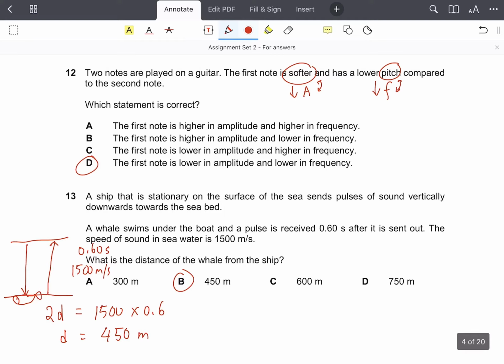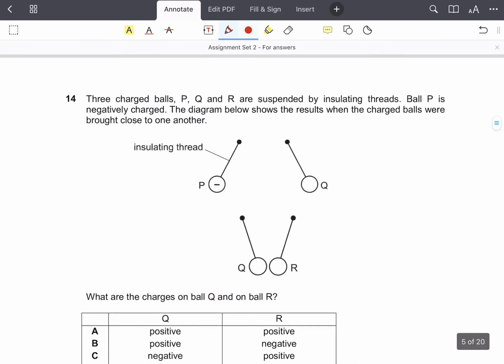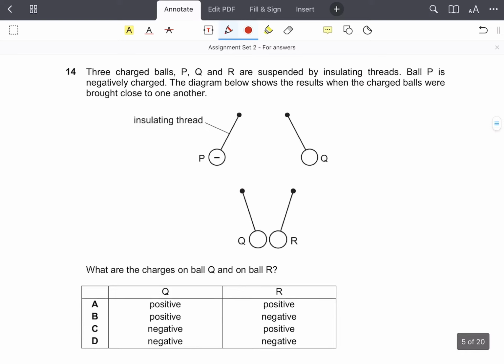Okay, so you must remember to divide by 2 because for echo, it will go down and go up. Okay, now question number 14. Question number 14, this one is your static electricity. So 3 charged balls, P, Q, and R. So ball P is negatively charged, and then after that you see Q.